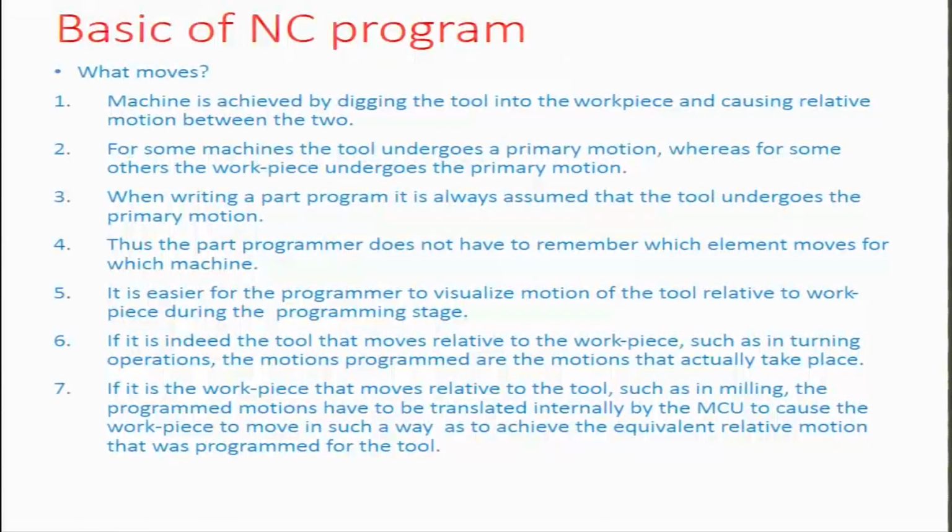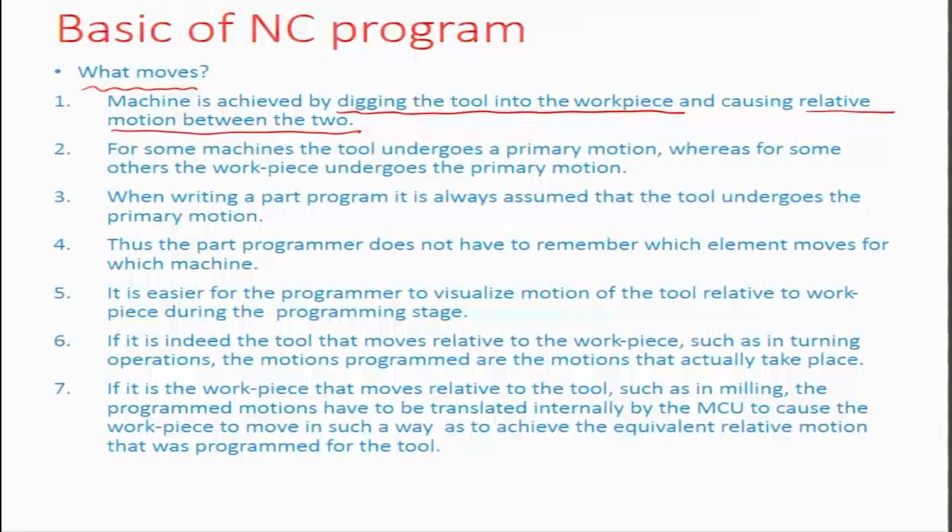So, the first aspect of any such programming knowledge that a person should have is about what moves. As we know, in metal removing machines or metal cutting machines, typically the tool is dug within the workpiece, and then there is a relative motion with the tool digging into the workpiece. Because of that relative motion, there is going to be a metal chip which comes out, and it can be a continuous chip or a discontinuous chip depending on the speed of the relative motion and also the depth of cut and a variety of other things.